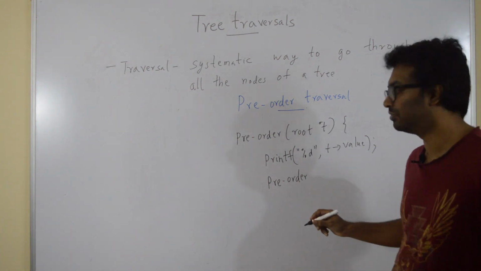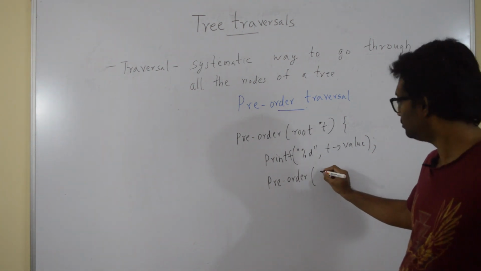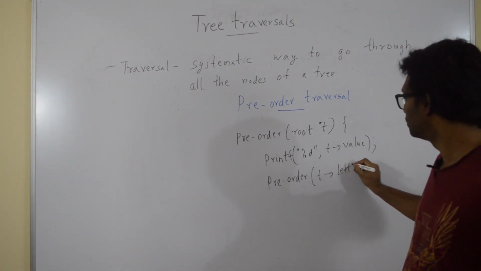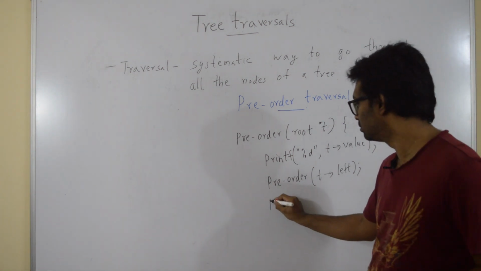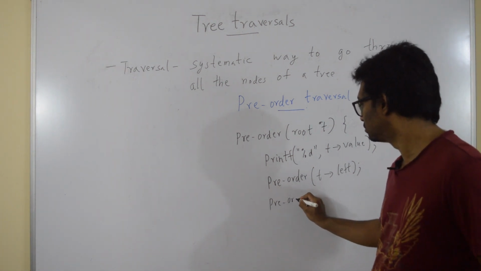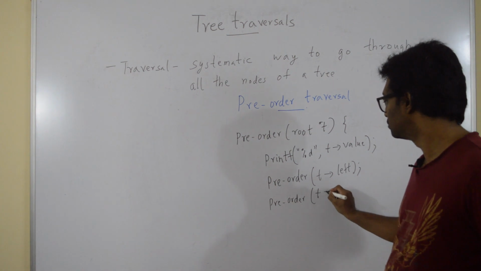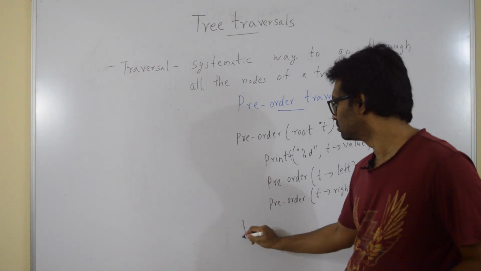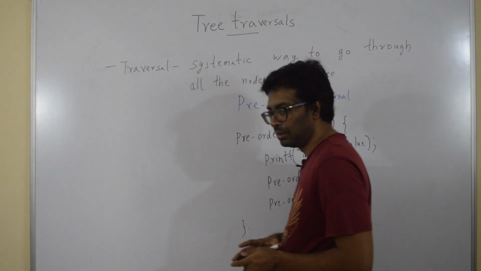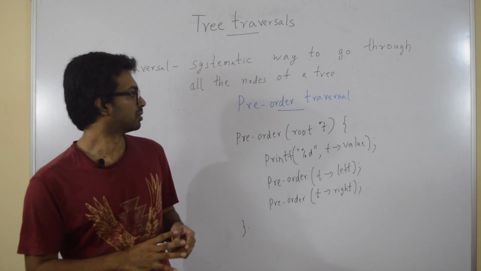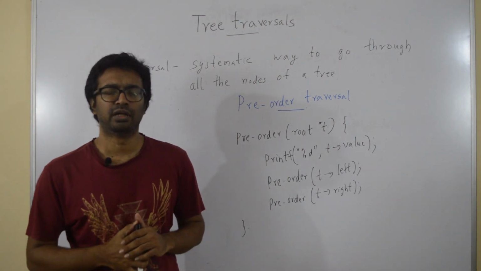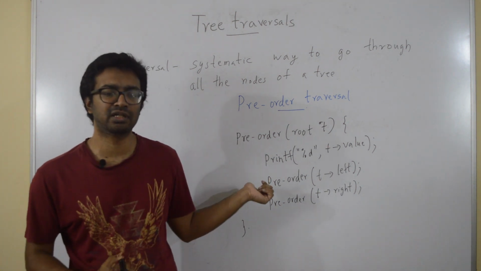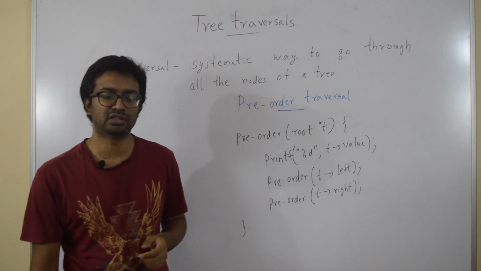So I'm going to have a recursive step here. It says pre-order traversal of T left and then of T right. Okay, this much is fine. This is a recursive function. Is something missing in this recursive function? What is missing in this recursive function?